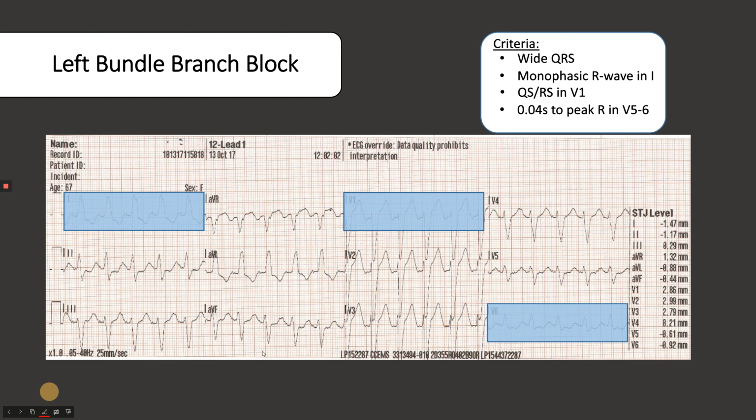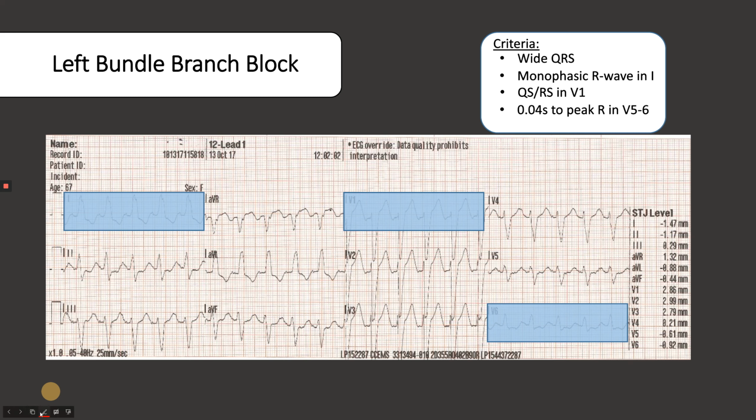And then lastly, I'm going to look at V6, which has me looking right here. I'm looking at a 0.04 second peak to the R wave in V5 through V6. So that means it takes me one tiny block widthwise to get to the peak or more of the R wave. Now, this criteria, 9 times out of 10, is really hard to see, very finite, not usually what I'm going to hang my hat on here.